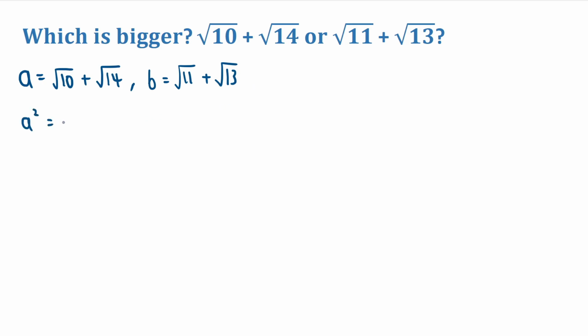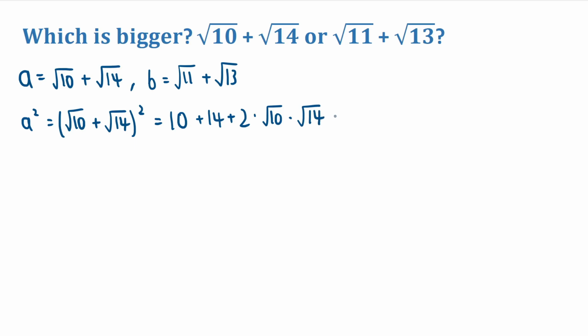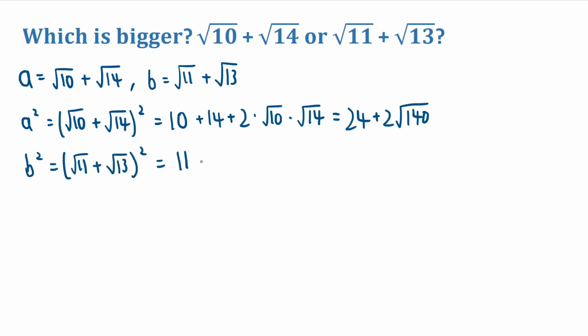So a squared is equal to the square root of 10 plus the square root of 14, all squared. And that just equals 10 plus 14 plus 2 times the square root of 10 times the square root of 14. And that simplifies to 24 plus 2 square root of 140. So b squared is equal to the square root of 11 plus the square root of 13, all squared. And that just equals 11 plus 13 plus 2 times the square root of 11 times the square root of 13. And that simplifies to 24 plus 2 square root of 143.